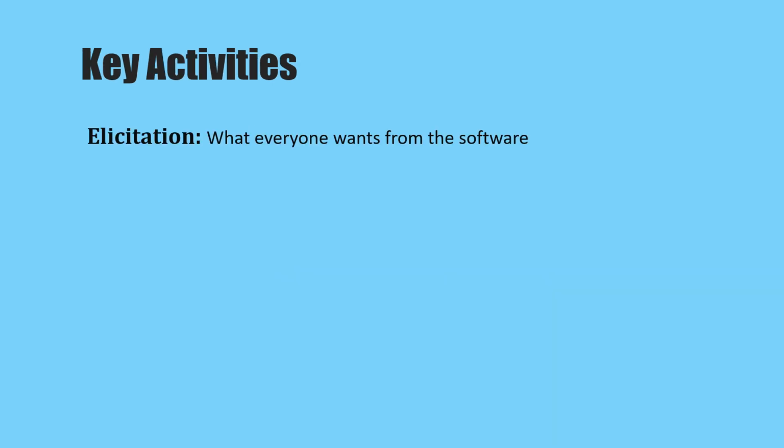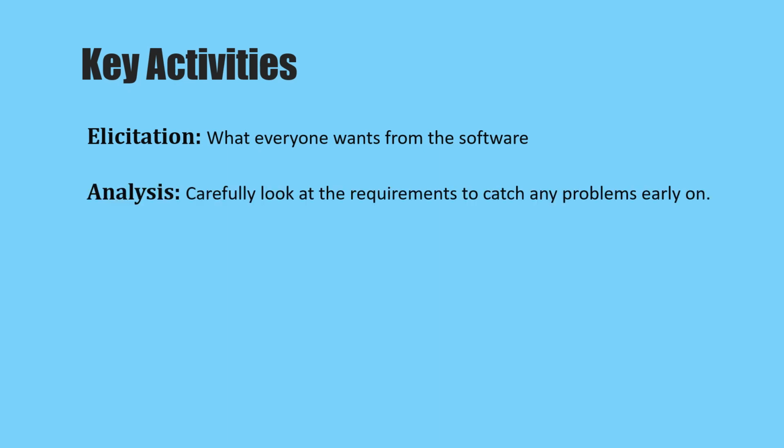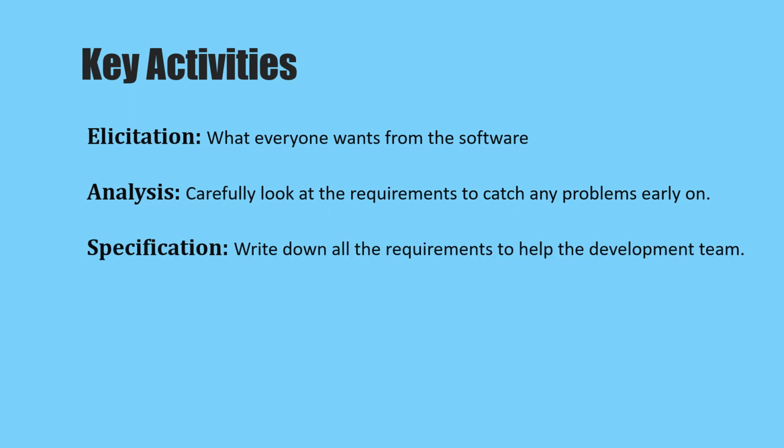Key activities in requirement engineering, simplified. Elicitation: this is about gathering what everyone wants from the software. We talk to different people involved, like users and managers, using things like interviews or surveys to understand their needs. Analysis: once we have all the requirements, we carefully look at them to make sure they make sense and don't clash with each other. We want to catch any problems early on.